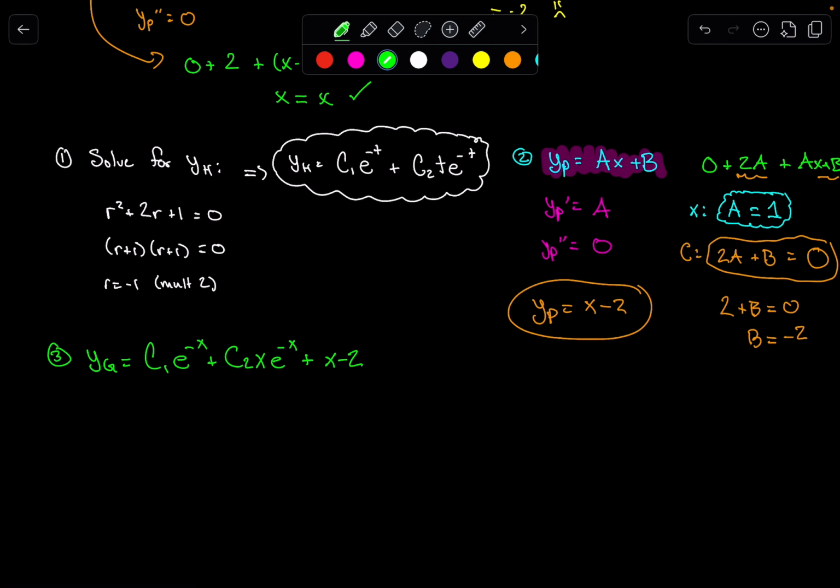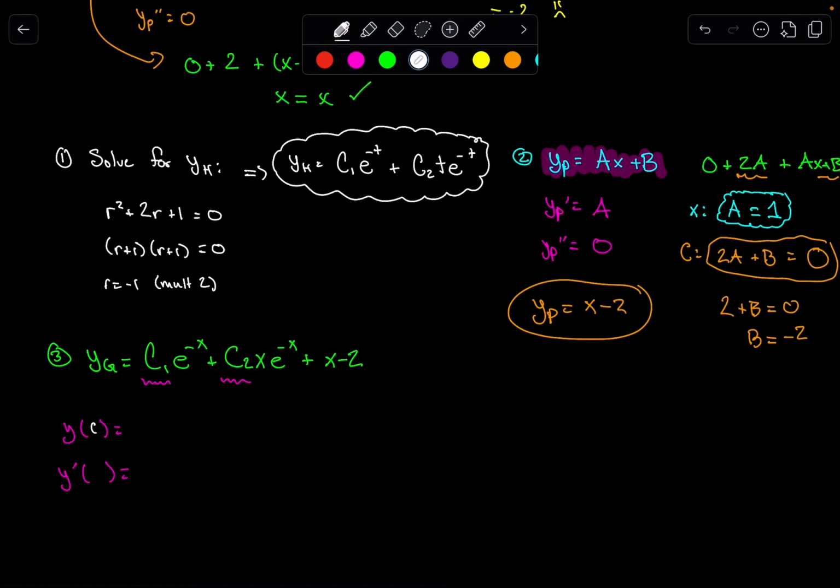So now we have a general solution, but notice that we have unknown coefficients c1 and c2, which means in our differential equation, we should have been given an initial condition of some sort in the form of y of something and y prime of something, right? That's usually how we get our initial conditions. And we would solve for c1 and c2.